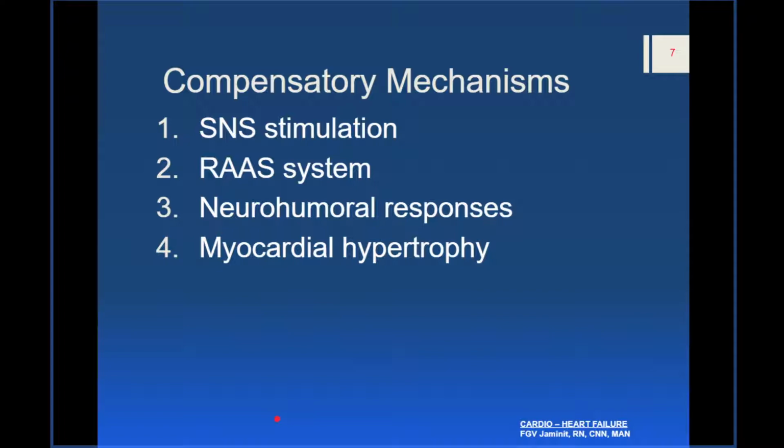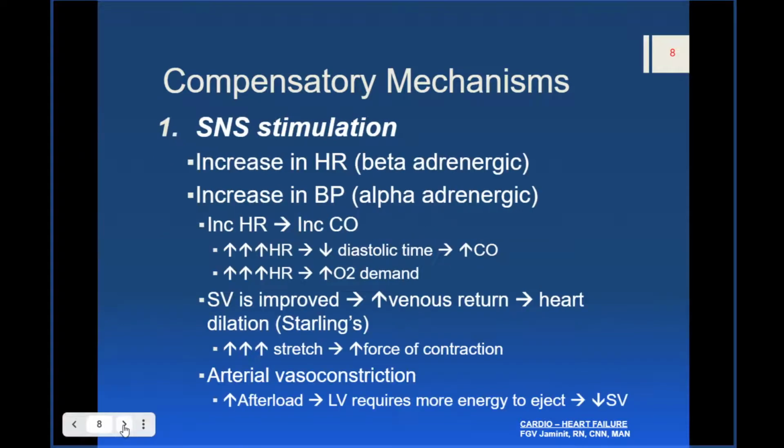So first would be your SNS or the sympathetic nervous system stimulation, the RAAS or the renin, angiotensin, and aldosterone system, neurohormonal responses, and your myocardial hypertrophy. So let's go through them one by one.